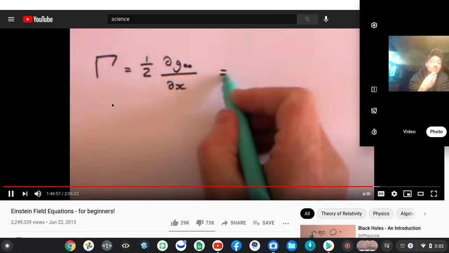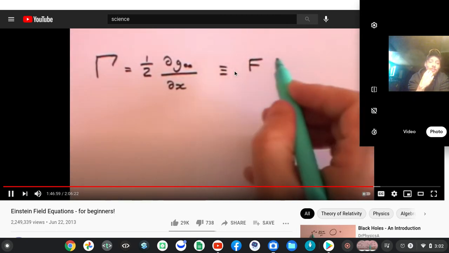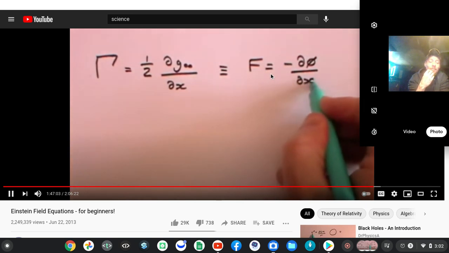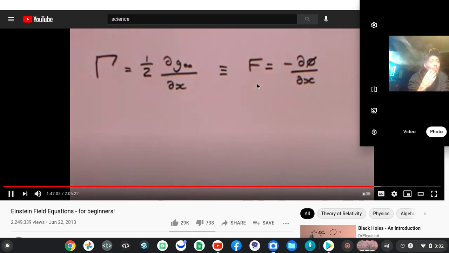And we've also just shown that force is minus the derivative of the potential with respect to x.